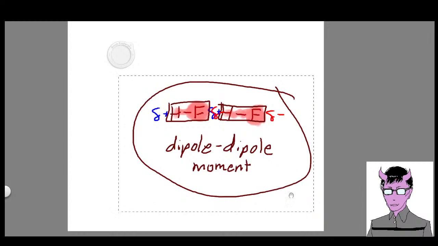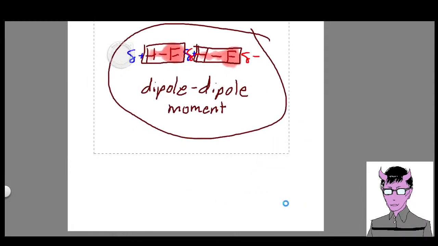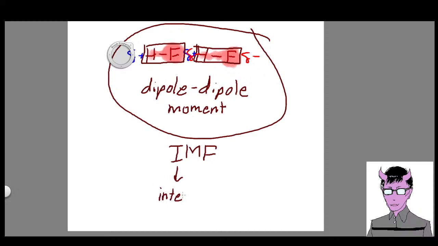Dipole-dipole moment. Nice. So that one is pretty strong, but be careful. Don't conflate this as a type of bond. Do not call this a bond, please. This is just called something called an intermolecular force, IMF. So this is referred to as intermolecular force. If you break down the word, inter is between separate entities, and then M is molecule, of course.